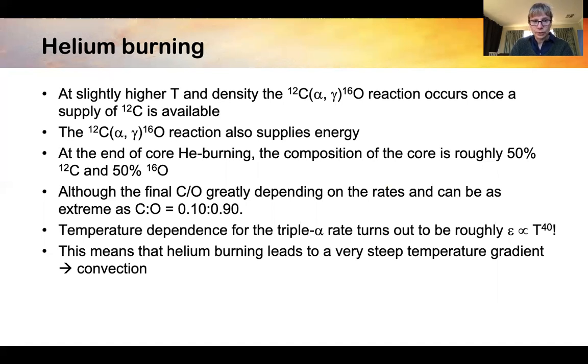I've already mentioned that there's a very steep temperature dependence of the triple alpha rate, and roughly energy production is proportional to T to the 40. That means that helium burning always leads to a very steep temperature gradient. The main consequence of this for stellar evolution and structure is convection. So a helium burning region is always convective, regardless of whether it's in a core or a shell.